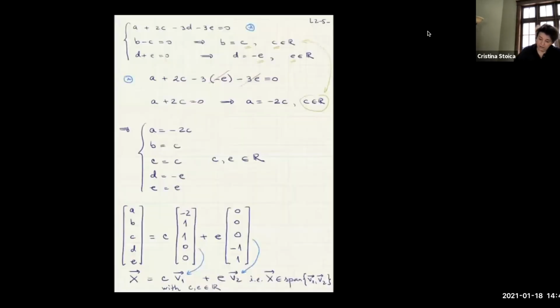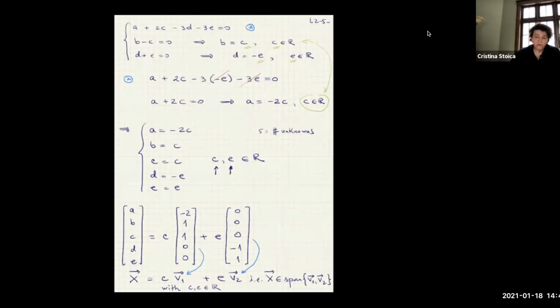So long story short, for this system we ended up with a solution that has two independent variables. In other words, two of the unknowns are free to be whatever they want. Whereas the other three, so here we had 5 unknowns, A, B, C, D, E, and these two, C and E, are independent variables, and the other 3 can be expressed in terms of these other 2. And now we did the linear algebra.